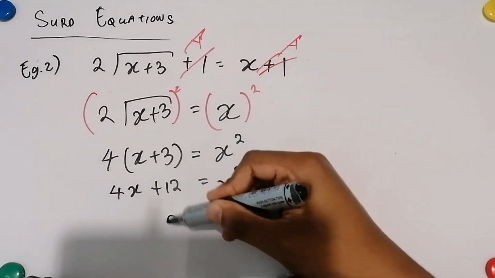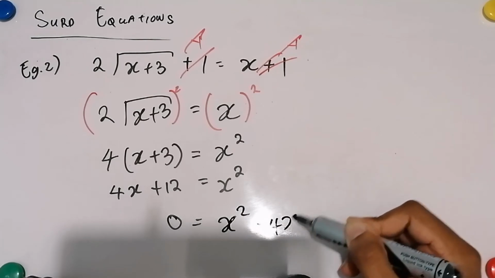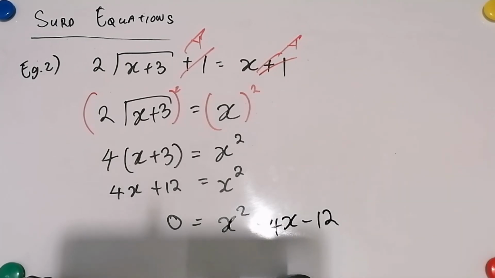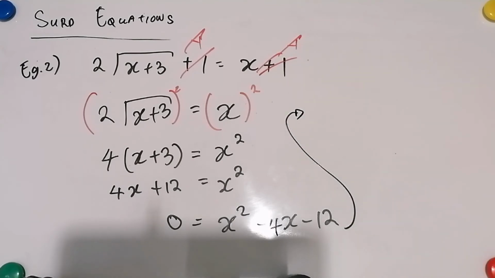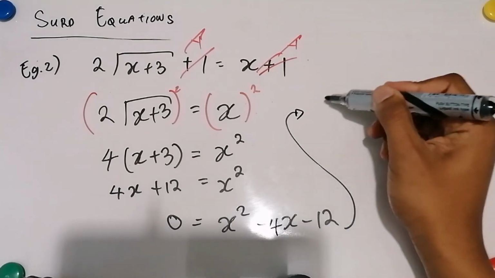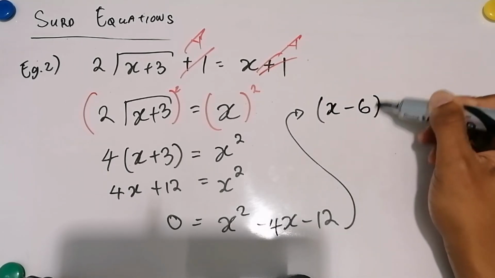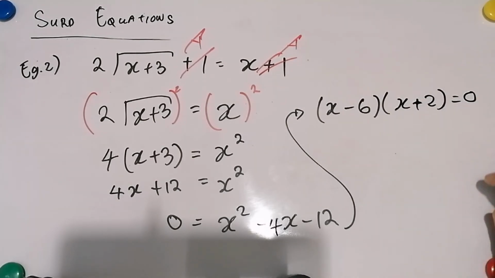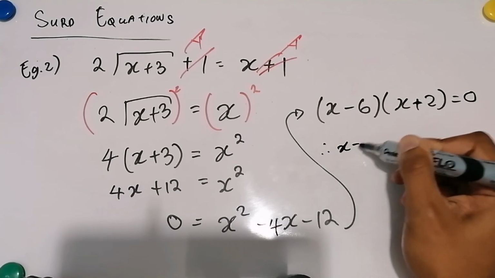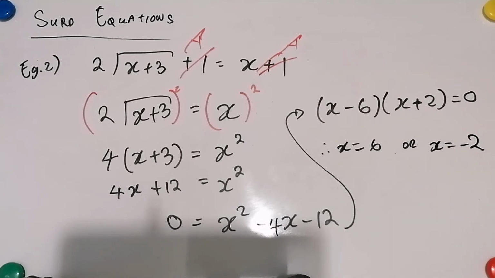Again, we're going to take this across to form our trinomial. X squared minus 4x minus 12. And we're going to factorize to find our solutions for x. So, the factors of 12 to give us negative 4 is 6 and 2. Negative 6 and positive 2. Okay, if this is equal to 0, that should mean that x is either equal to 6 or x is equal to negative 2. One of these answers can't be true.